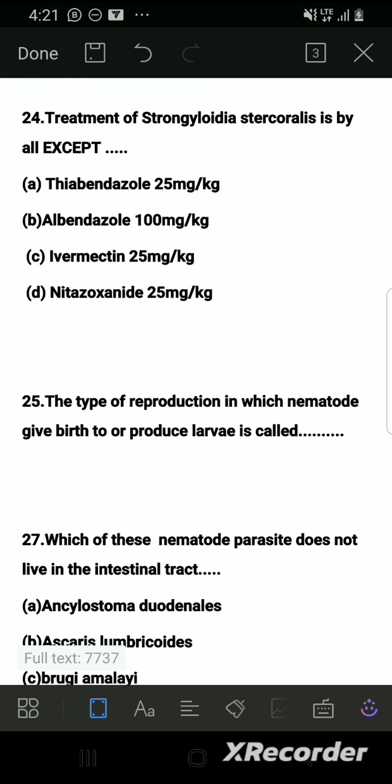The type of reproduction in which nematodes give birth to or produce larvae is called what? It's called viviparity. Nematodes give birth to young ones alive. That's what you should know about nematode parasites.